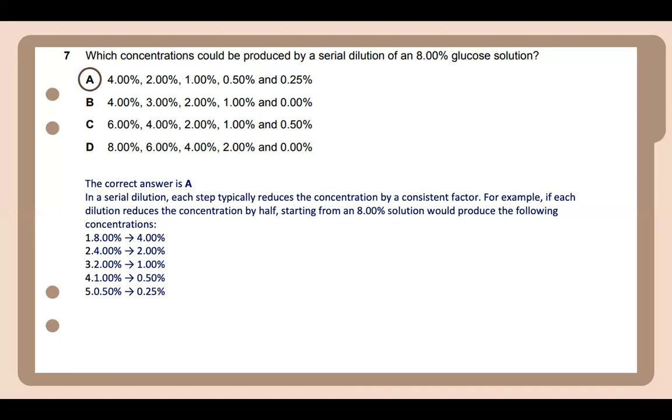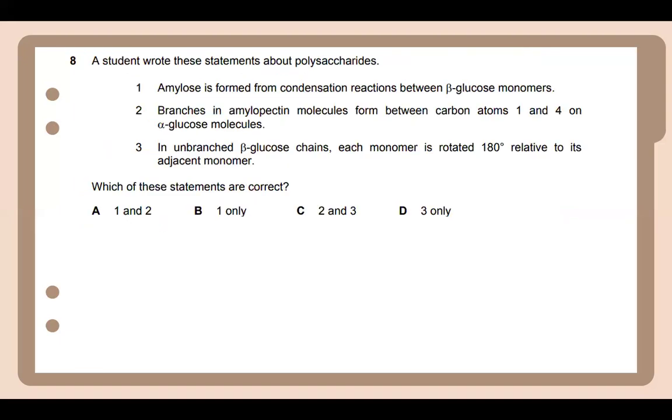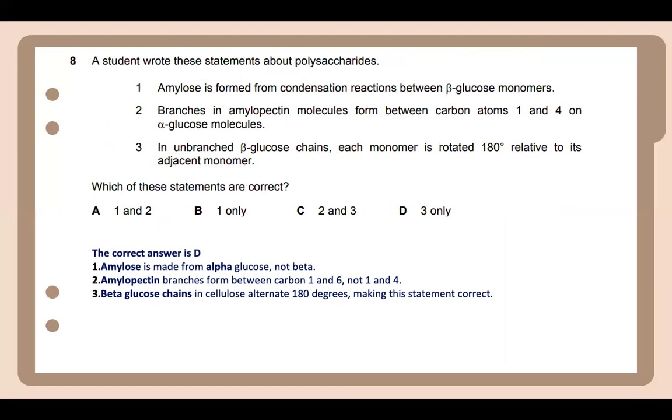A student wrote these statements about polysaccharides. Which of these statements are correct? Only statement 3 is correct because in unbranched beta-glucose chains, each monomer is rotated 180 degrees relative to its adjacent monomer.